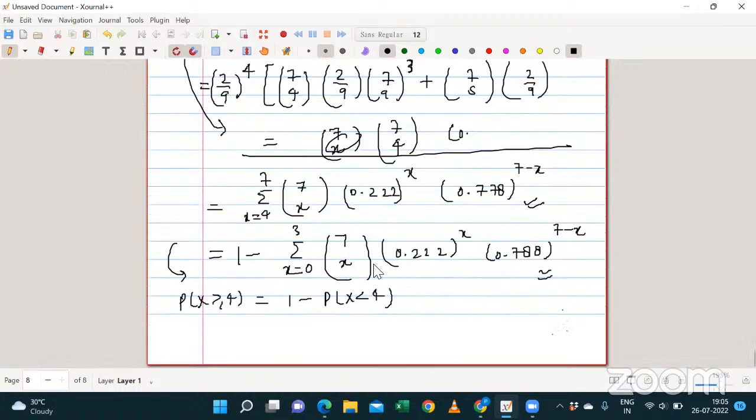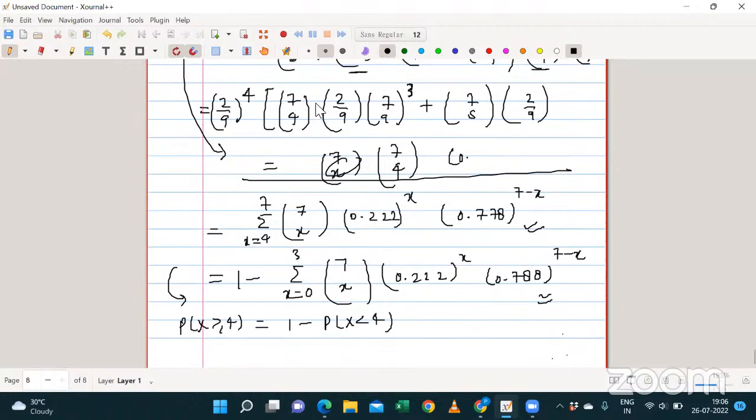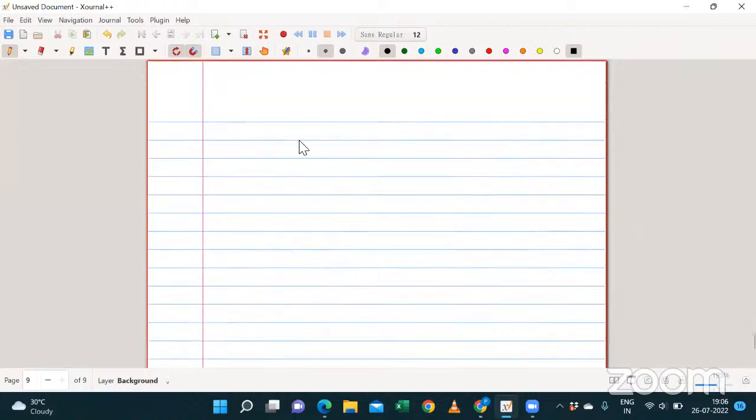See, you just have to simplify the terms. You have to calculate 7C0 times 0.222 raised to the power 0. That means 7C0 will be 1, and 0.222 raised to the power 0 will be 1. So 0.778 raised to the power 7 you have to calculate, plus 7C1 will be 7 into 0.222 into 0.778 raised to the power 6. Only simplify this step, sir: 1 minus the summation of this.